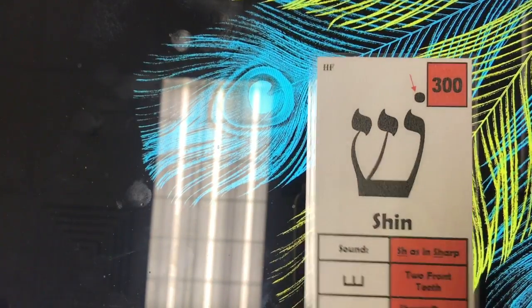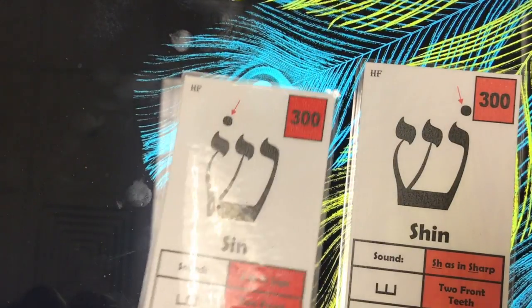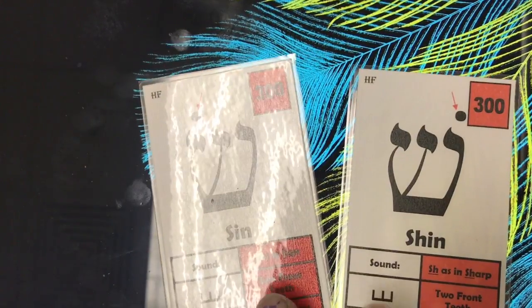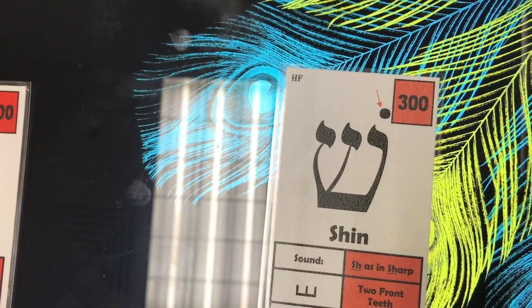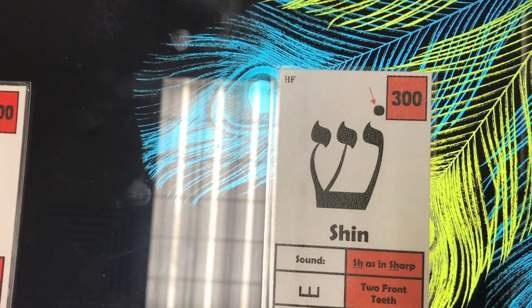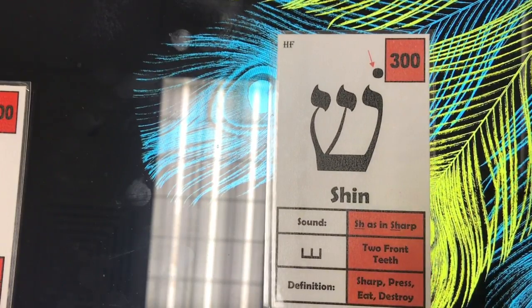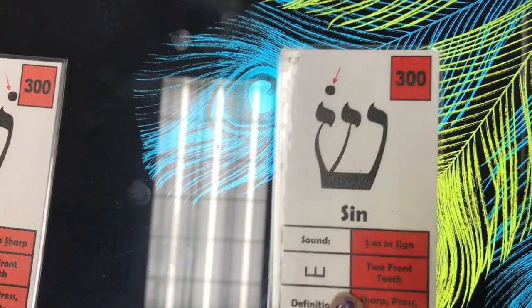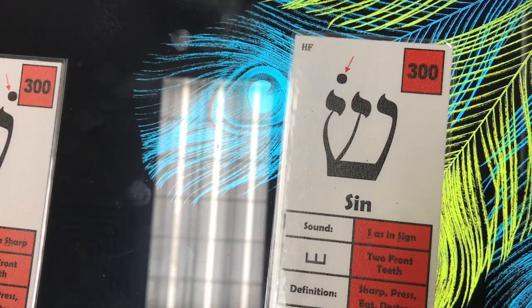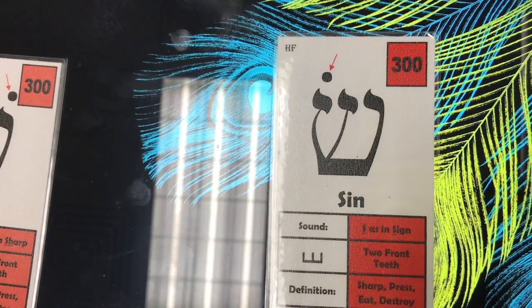So today we're going to be working with the shin. And just for all intents and purposes, we're going to look at both the shin and the sin. The shin looks just like this, and the shin makes the sh sound. Its pictographic representation is two front teeth, and its description is sharp, press, eat, destroy, and also to separate. The difference between the shin and the sin is that the sin, or sin, as you may have heard it pronounced, has that dot on the other side.